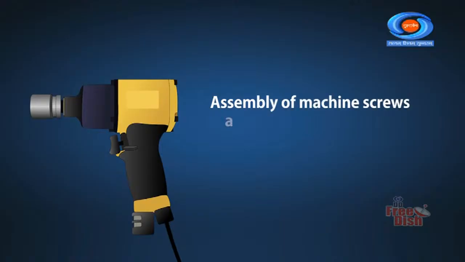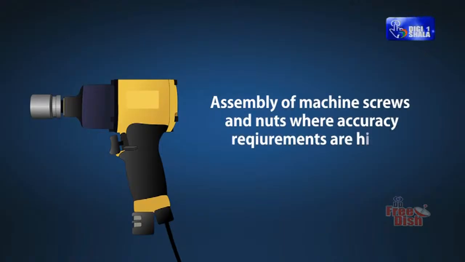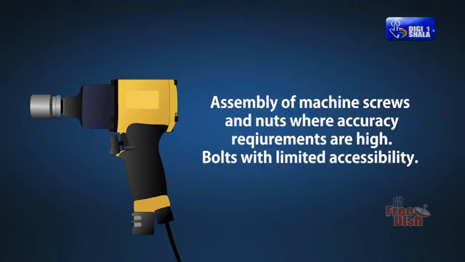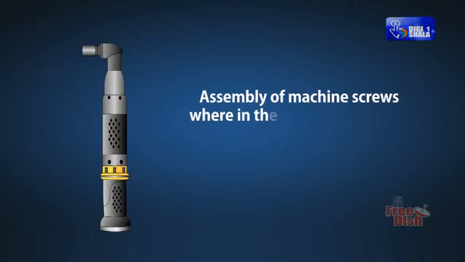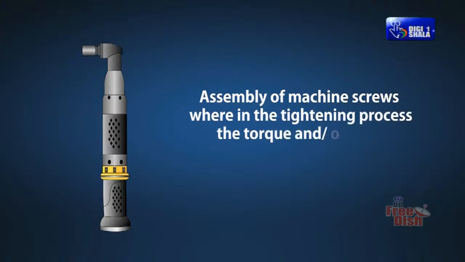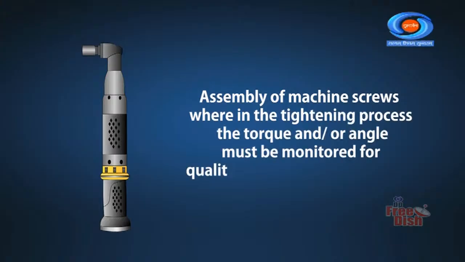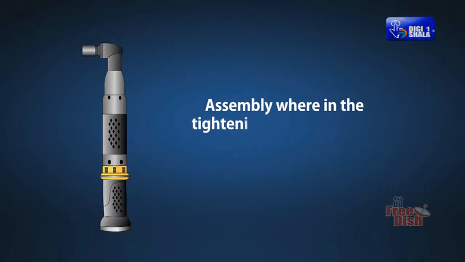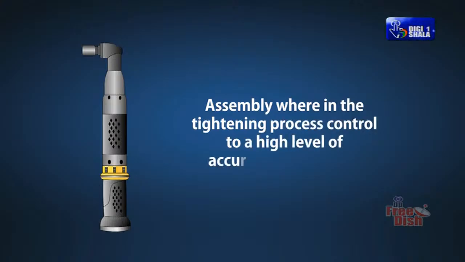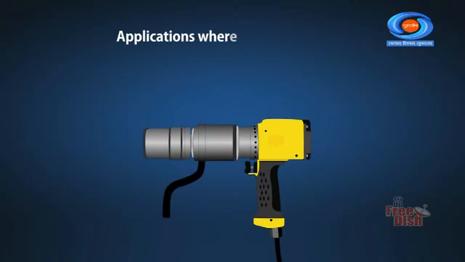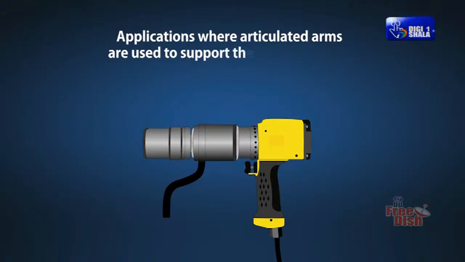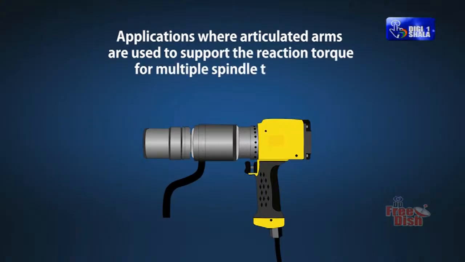Nut runner: assembly of machine screws and nuts where accuracy requirements are high. Bolts with limited accessibility. Angle nut runner: assembly of machine screws where in the tightening process the torque and/or angle must be monitored for quality control and certification. Assembly where in the tightening process control to a high level of accuracy is necessary. Twin motor nut runner: applications where articulated arms are used to support the reaction torque for multiple spindle tightening and for automatic systems.